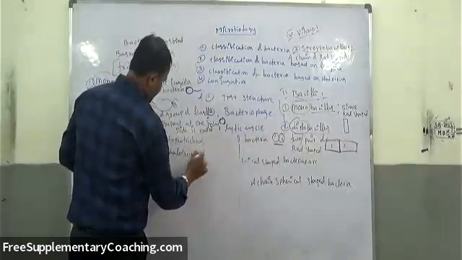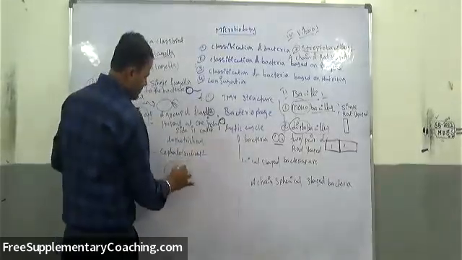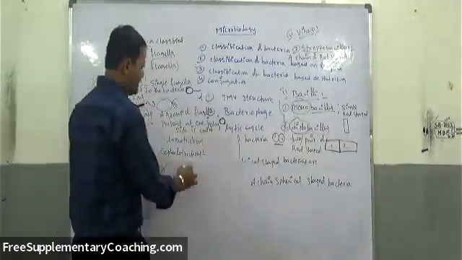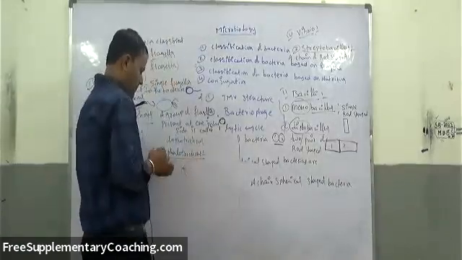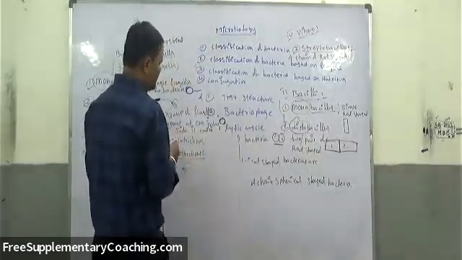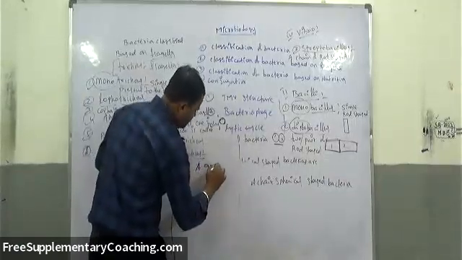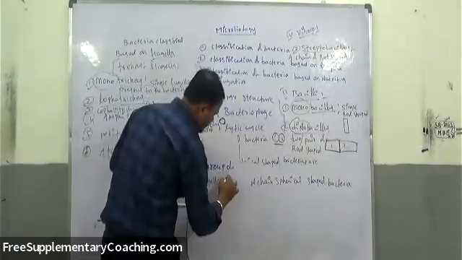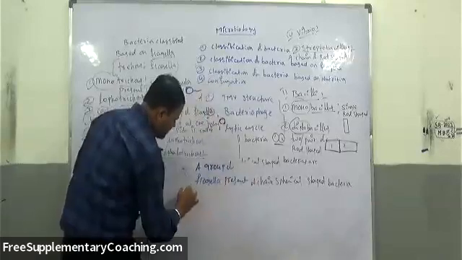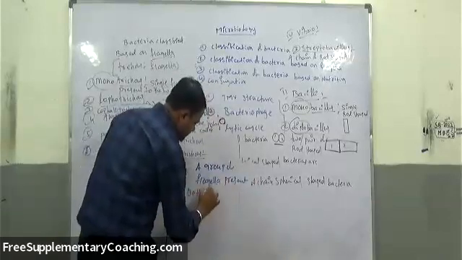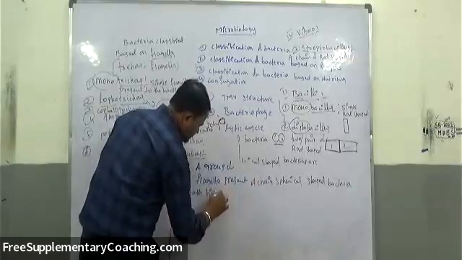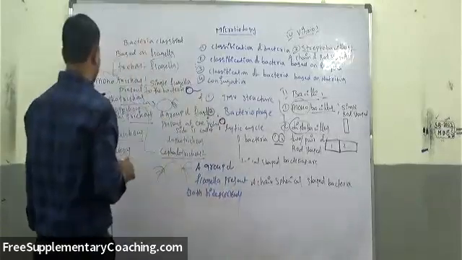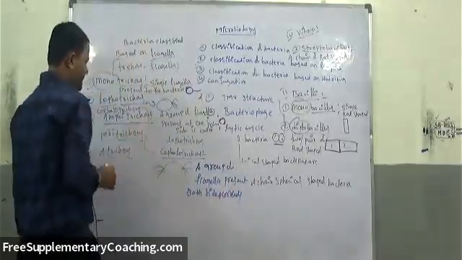Then cephalotrichous. Cephalotrichous means a group of flagella present at both sides. A group of flagella present at both sides or both ends is called what? Cephalotrichous. Okay. Then the next one is amphitrichous.